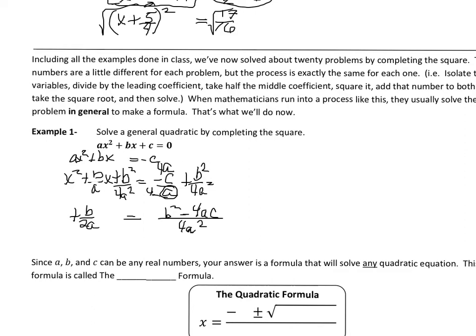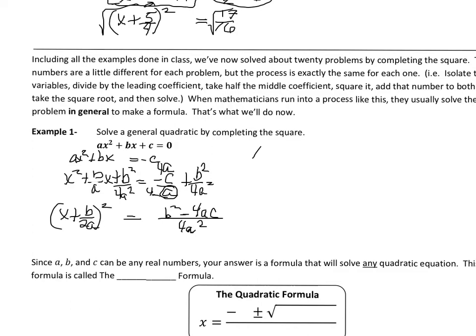Okay. Now, let's come back to the left. This is a perfect square trinomial on the left. You're going to write that as a perfect square trinomial. So that mess is x plus b over 2a quantity squared. Messy as that is, it does make a perfect square. Okay? Next step, square root both sides.